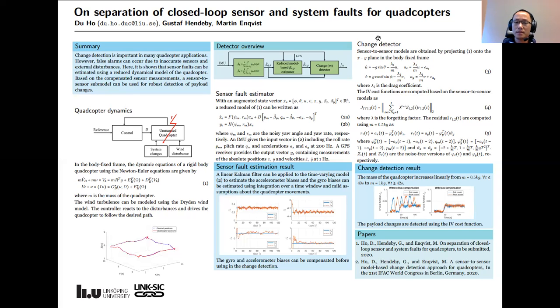In the next figure, you can see the sensor fault estimation results. You can see that just using a fixed time window for the gyro bias and the Kalman filter for the time varying model for the acceleration bias, we can estimate the gyro bias and the acceleration bias quite well.